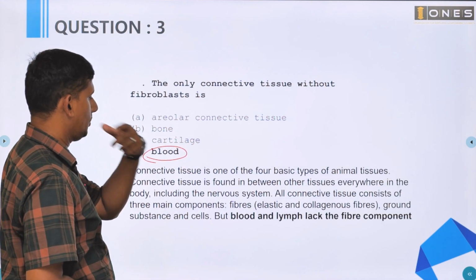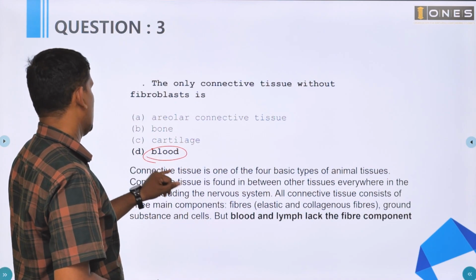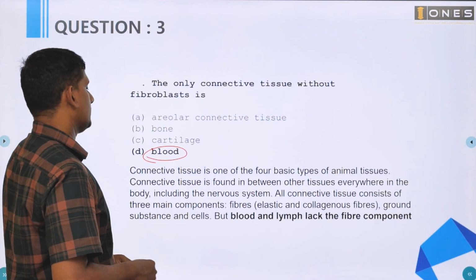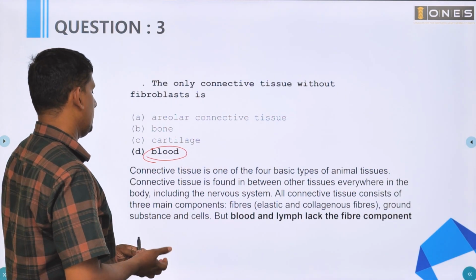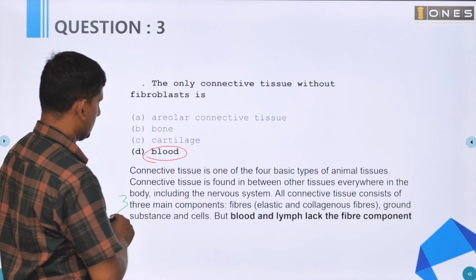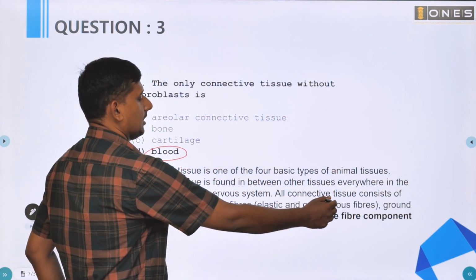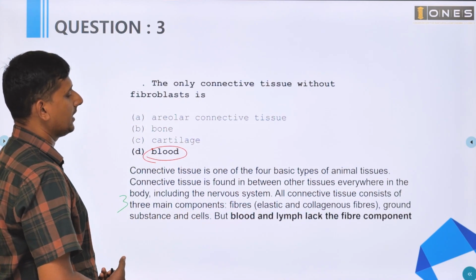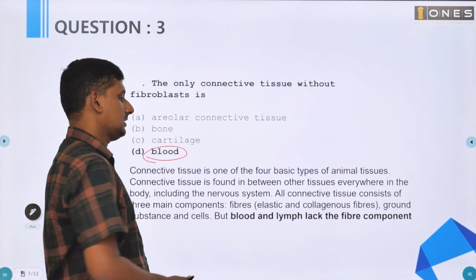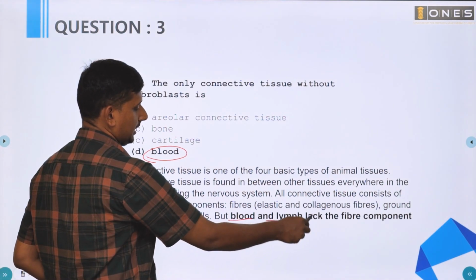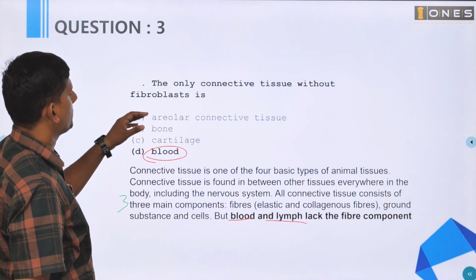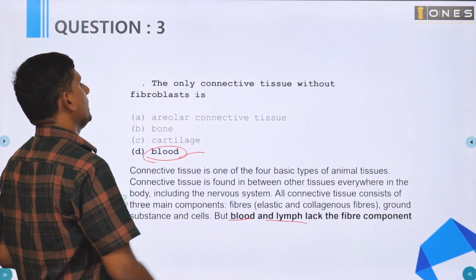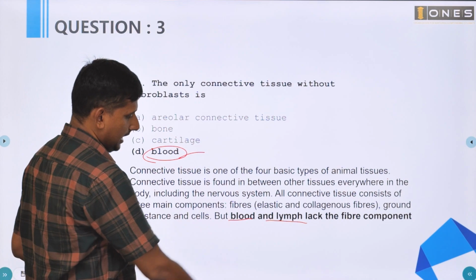Connective tissue is one of the four basic types of animal tissue. Connective tissue is found in between other tissues everywhere in the body, including the nervous system. All connective tissue consists of three main components: fibers, elastic and collagenous fibers, ground substance, and cells. But blood and lymph lack the fiber component. So the right answer is blood. The only connective tissues without fibroblasts are blood and lymph.